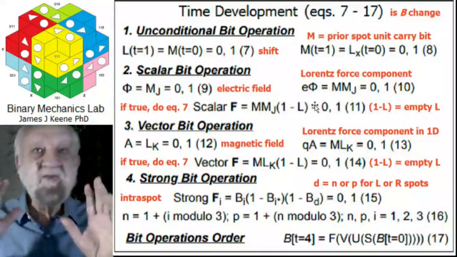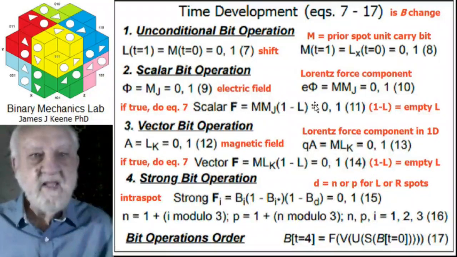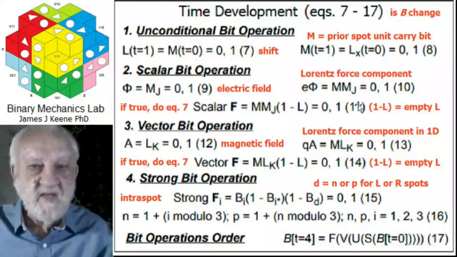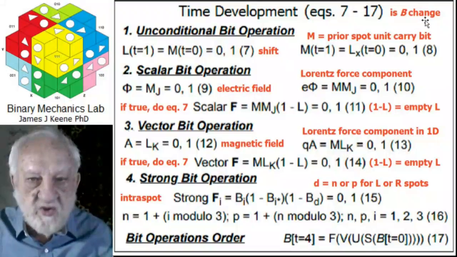Now let's look at the rest of the story. I said all we needed was the system state. We did it. Now let's do the time development, which is the bit function change over time.